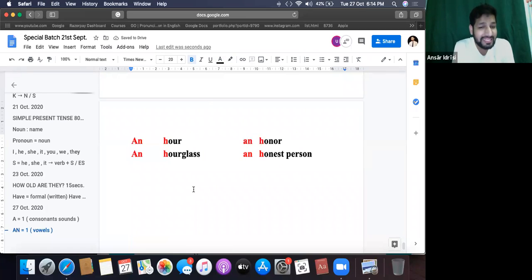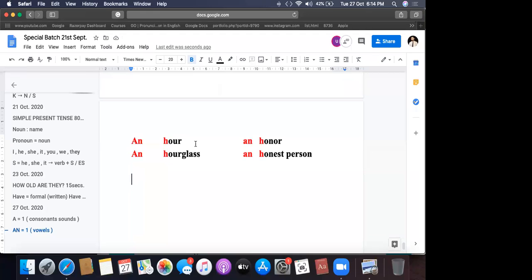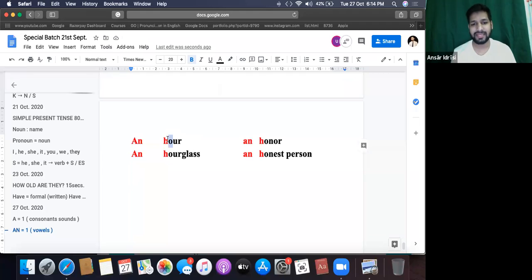If you see in these examples, H is silent. Do we pronounce the H in an hour? No, we say an hour. H is completely silent, and the next letter is a vowel. So here we use an before some words which start with a silent consonant and the next letter is a vowel. Getting it? An hour, because the sound is coming.